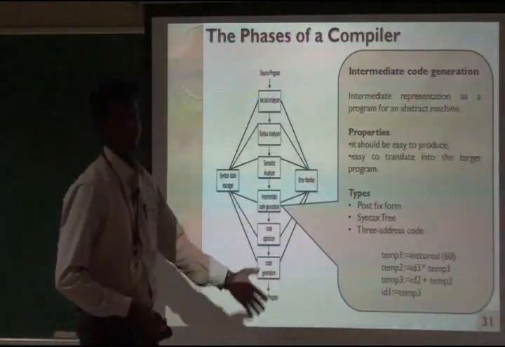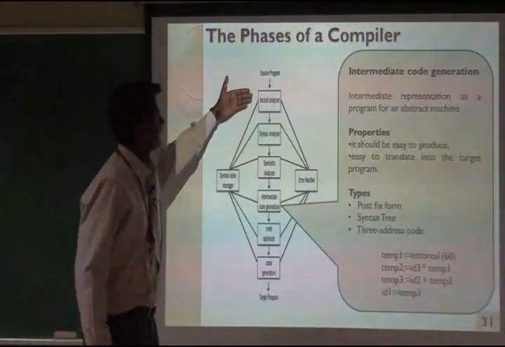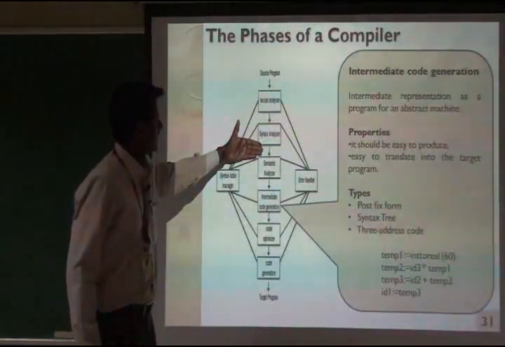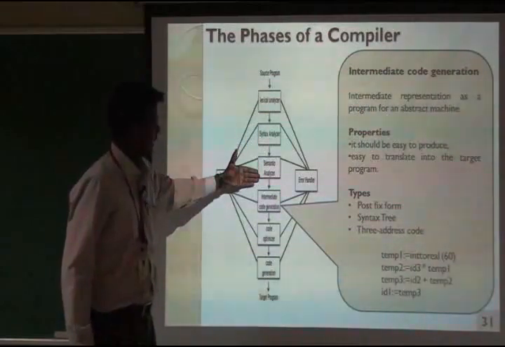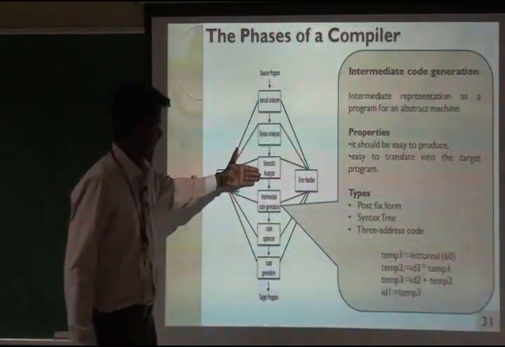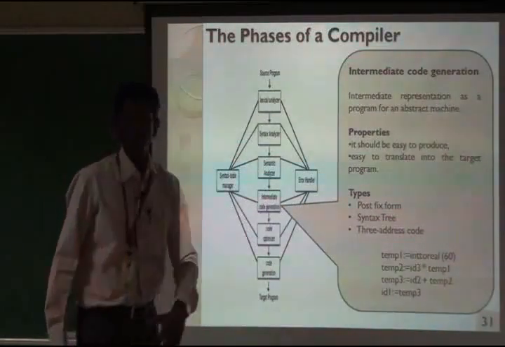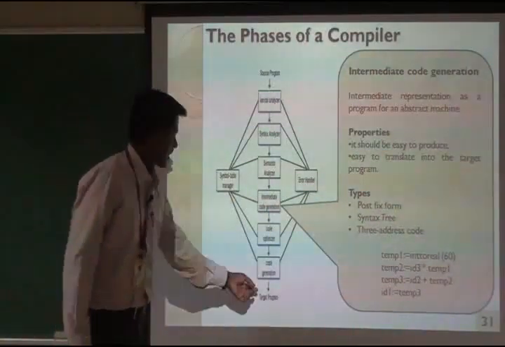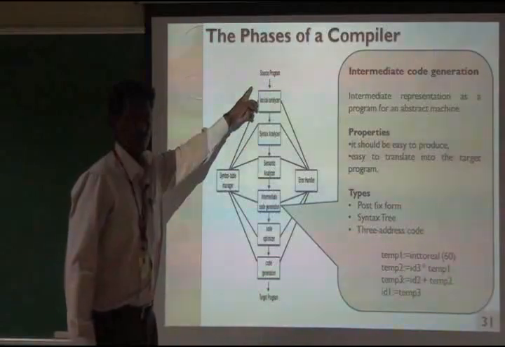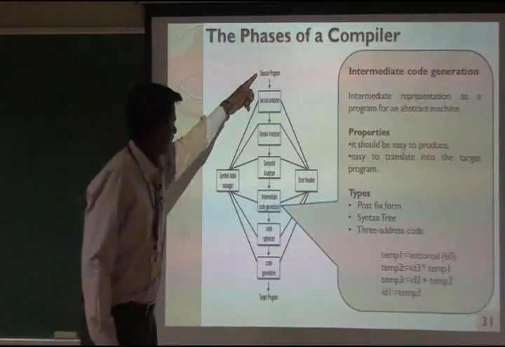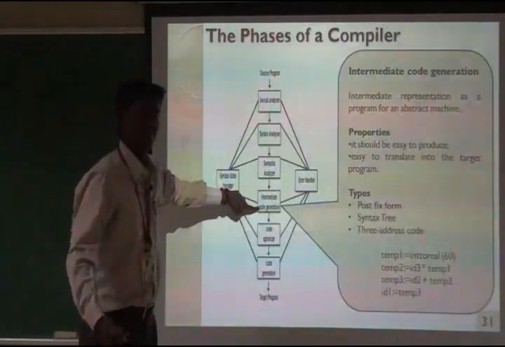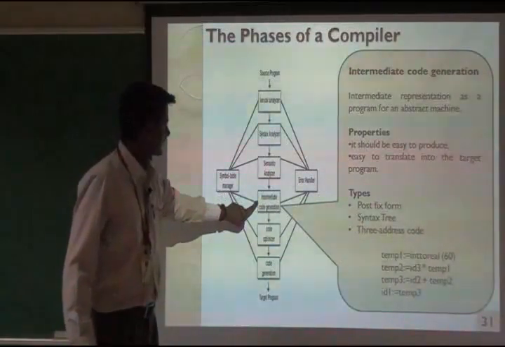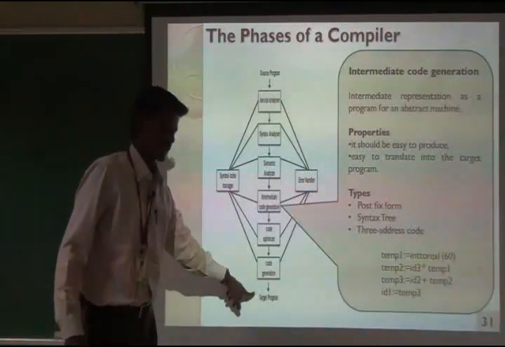Now the next phase, intermediate code generation, right? Here the character stream is converted to tokens, tokens are converted to a syntax tree, and the syntax tree is converted again to a syntax tree with the type conversion. Now that is given to intermediate code generation. It is not possible to generate target code directly from the source program, so the source program is converted to some other form, a code for an abstract machine. Then this abstract code is converted to the actual code.